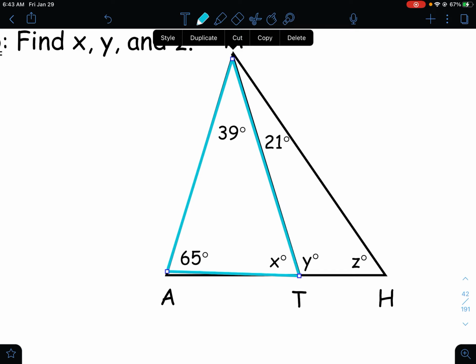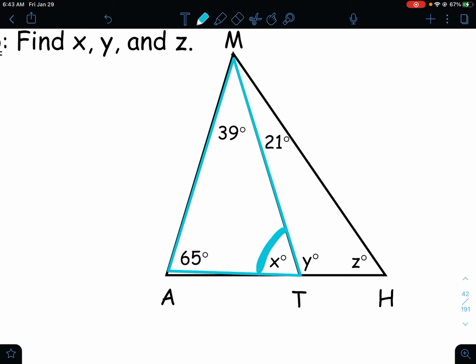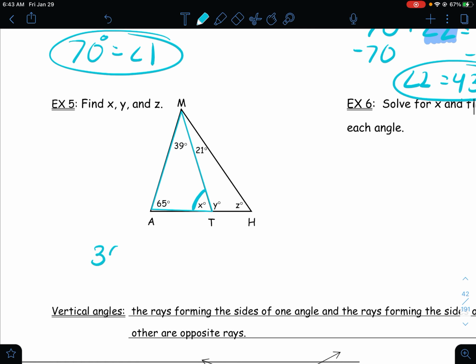So the first thing I'm going to do is try and figure out what this guy is equal to. All right, so I'm going to say 39 plus 65 plus x equals 180. Why did I do that? Because all three angles inside of the triangle need to add up to 180. So then I can do 39 plus 65, and that gives me 104.